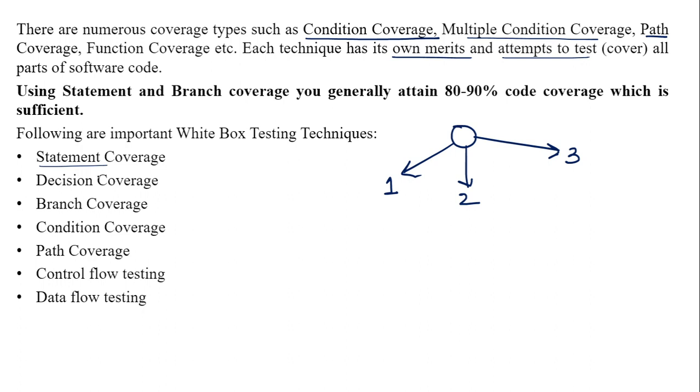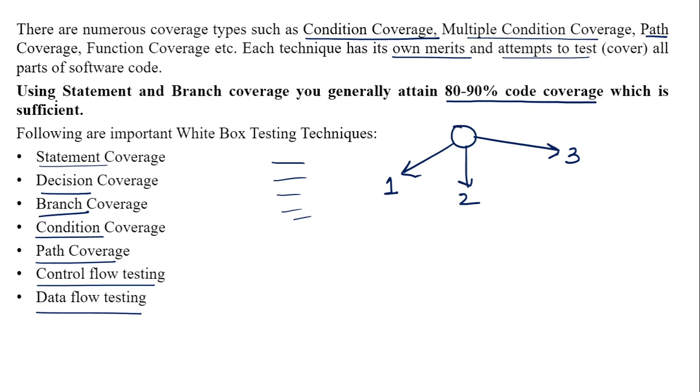Statement coverage, decision coverage, branch coverage, condition coverage, path coverage, control flow testing, data flow testing. These are different types of white box testing techniques. Using statement and branch coverage, you generally attain 80 to 90% code coverage, which is sufficient.